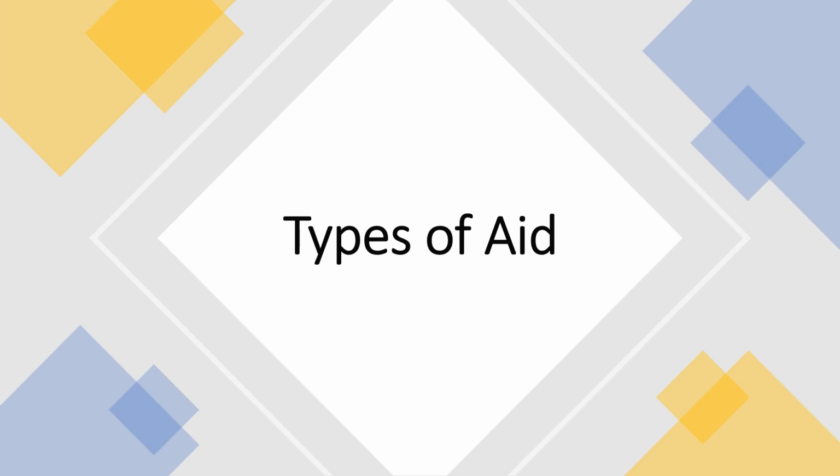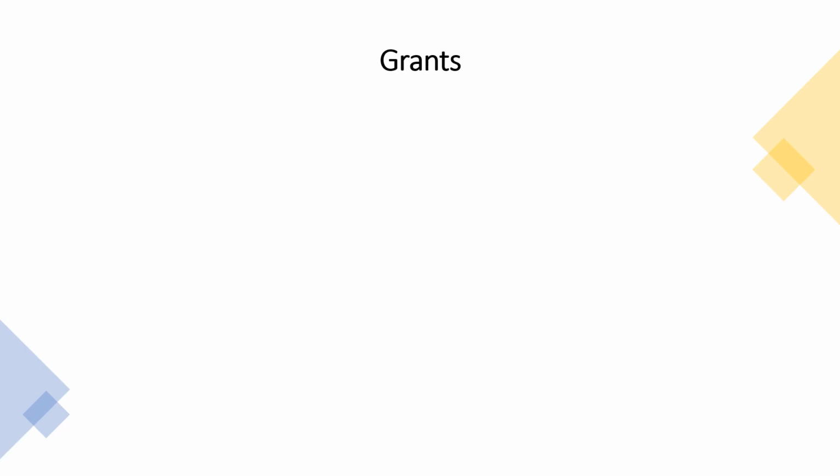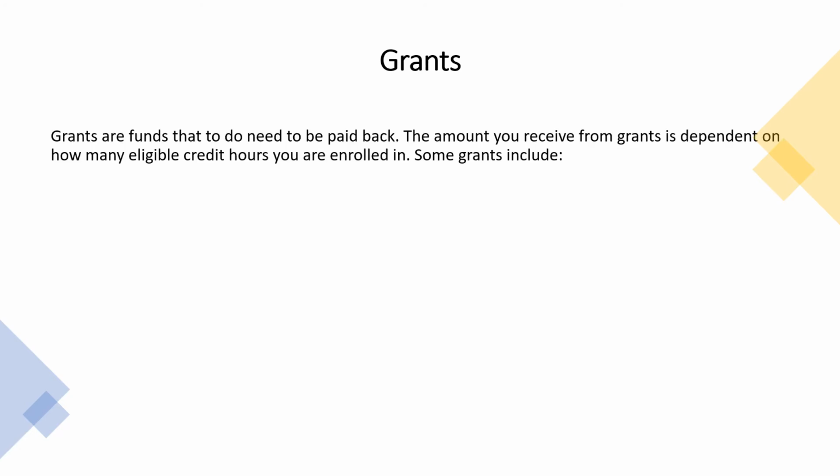What types of aid are available by completing the FAFSA? Well, these are the different types of aid. First, grants. Grants are funds that are not required to be paid back. The amount students receive will be determined by how many eligible credit hours the student is enrolled in, and this varies for each grant. The 2 federal grants are the Pell Grant and the FSEOG, whereas the MAP grant is strictly a state of Illinois grant. Not all students will be eligible for grants.